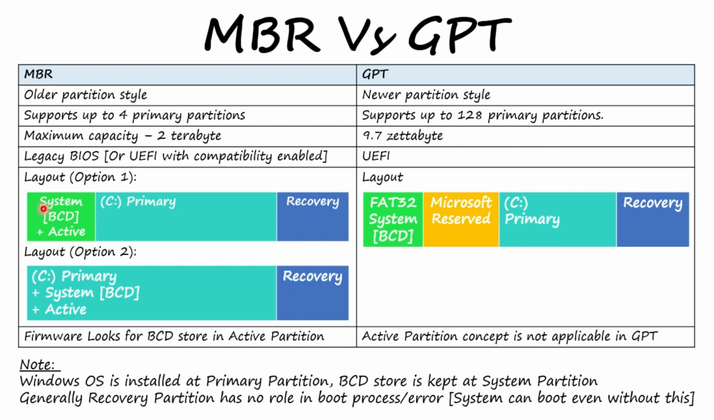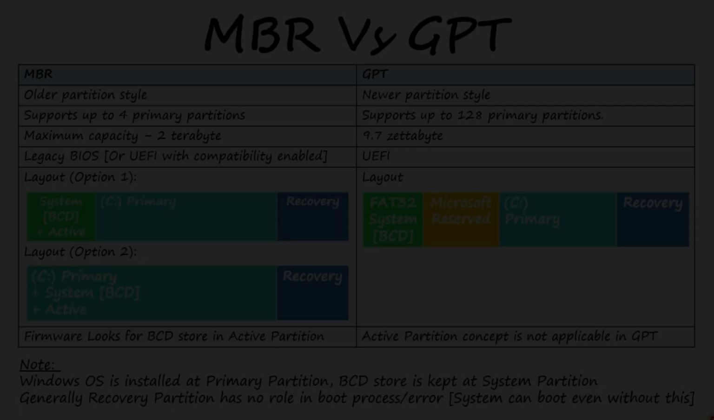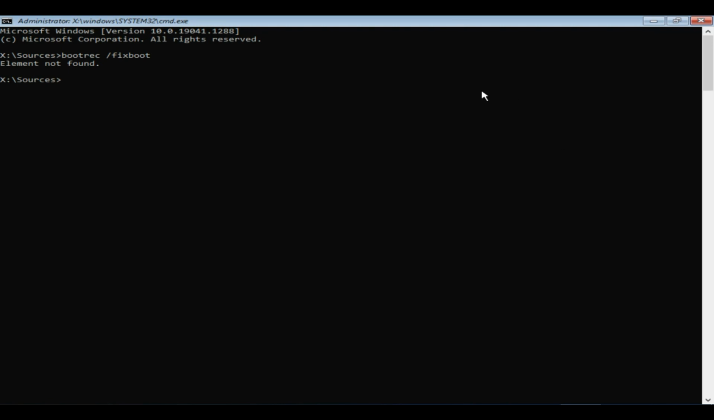The system partition of MBR is NTFS file system. It can be a separate volume, or in some installations it could be the same volume where Windows is installed. As far as GPT is concerned, it is strictly FAT32 file system, and it should be a separate volume away from the Windows volume. In case of MBR, the firmware looks for the BCD store in the active partition. In contrast, the active partition concept is not applicable in GPT. So identifying your partition style is the first very important step.